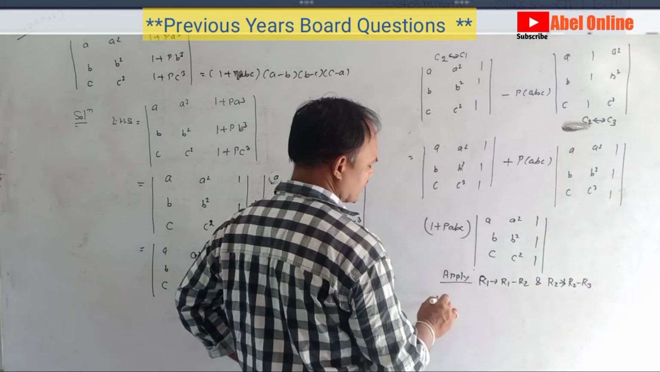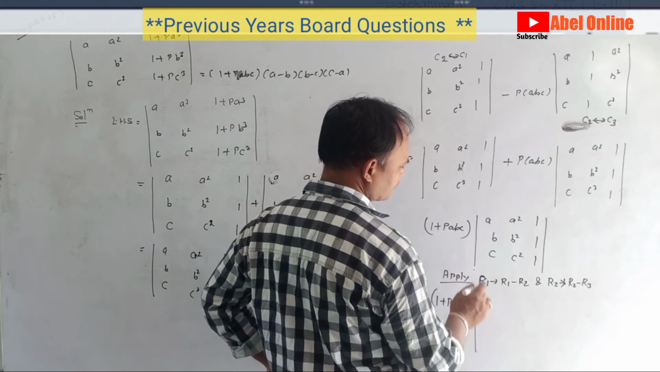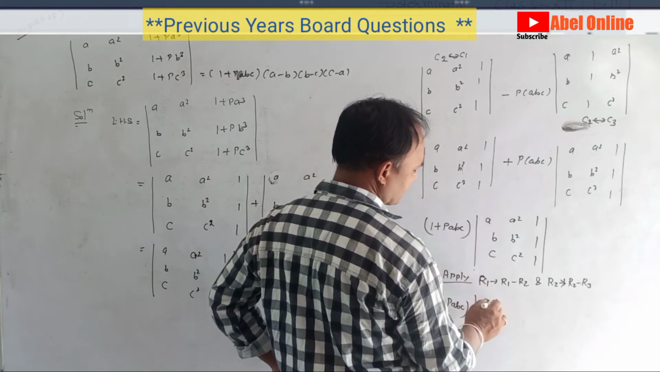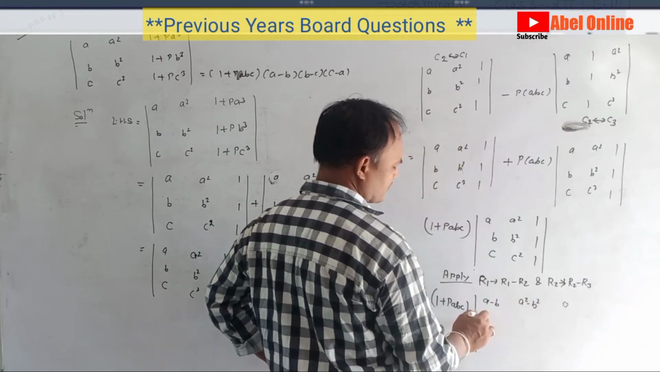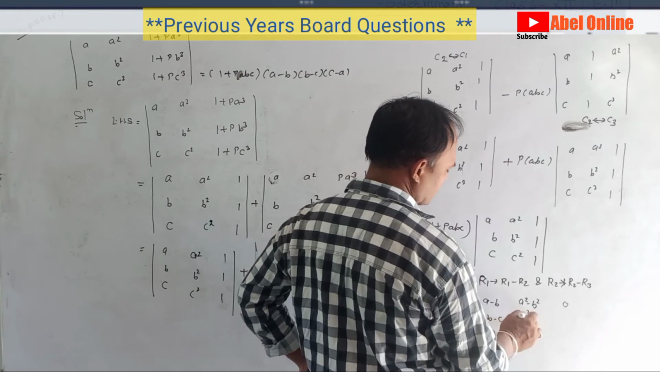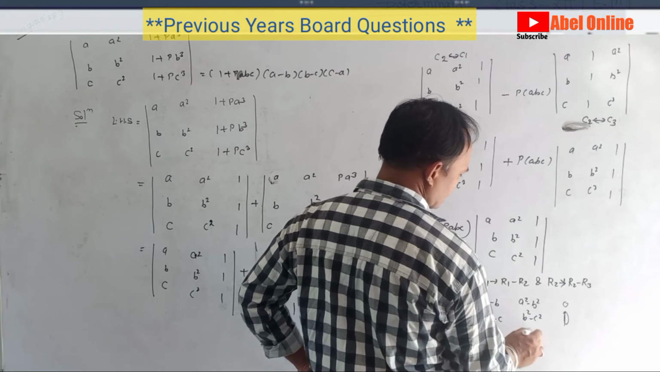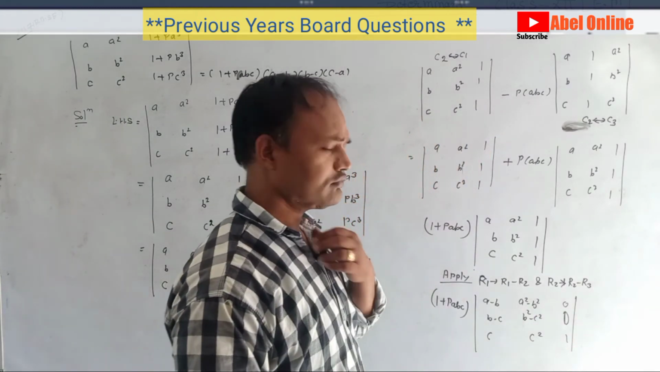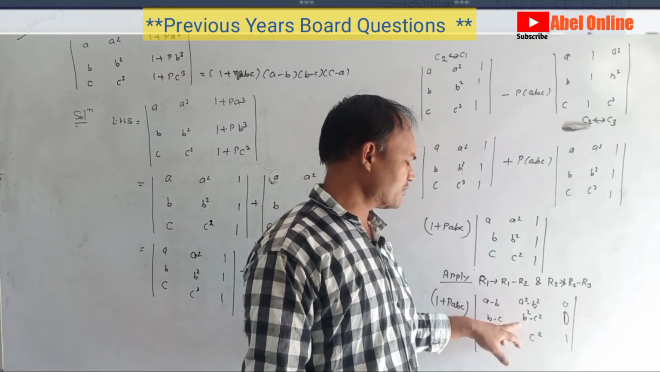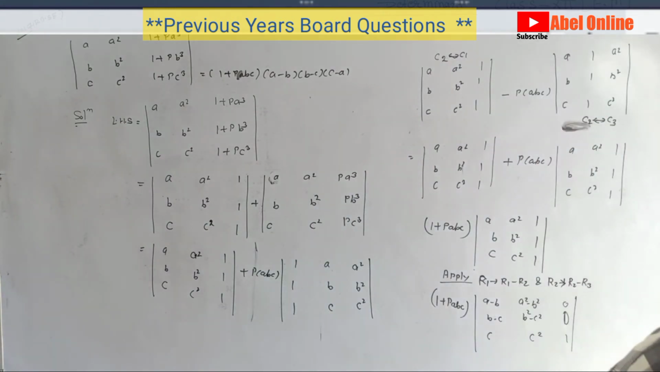Okay, what happened here? It is 1 plus p abc in the bracket, a minus b, a square minus b square, 0, b minus c, b square minus c square, 0, c square 1. Now we know the formula for a square minus b square and b square minus c square, so we can apply it here.